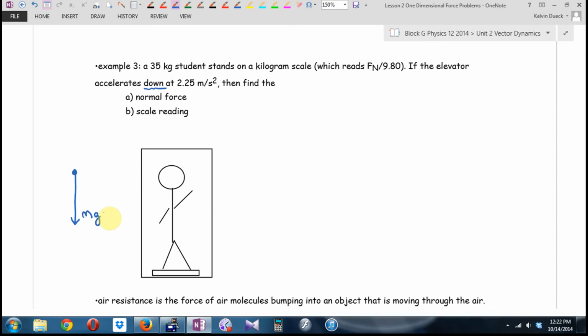But what did we say that a scale measures? So let's call it the normal force. Am I going to draw it bigger or smaller or the same size? Which way is this person accelerating, up or down? That means the biggest force has to be pointing down. That means the normal force is going to be smaller. I'll exaggerate it.